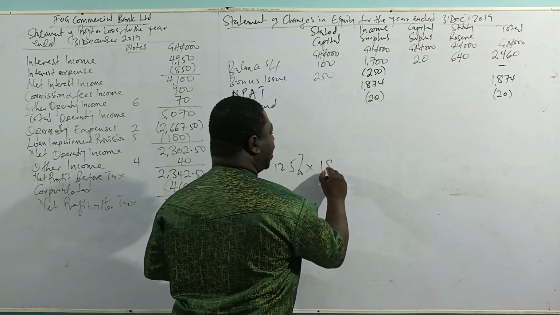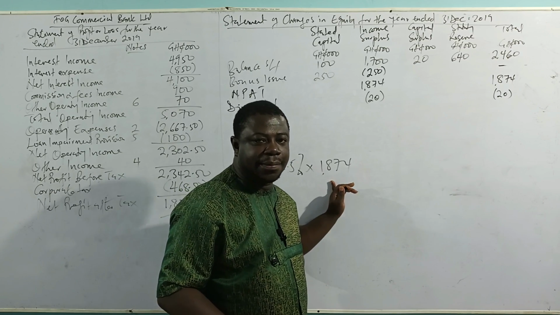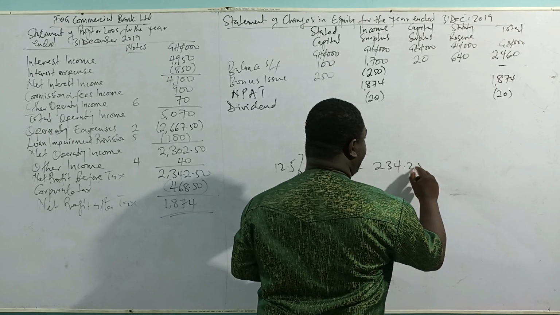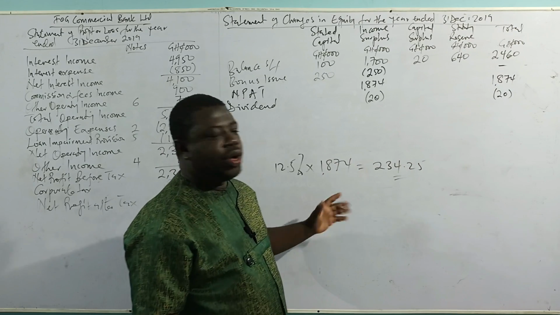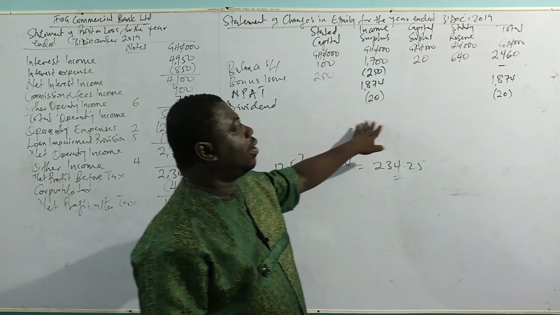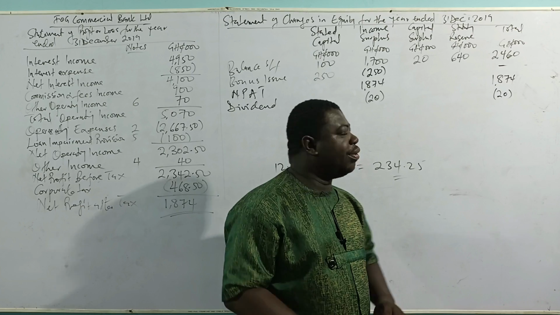12.5% of 1,874. And if you punch your calculator, it's going to give you the answer as 234.25. And so this is the amount that we are going to transfer from the income surplus account to the statutory reserve balance according to the regulation.